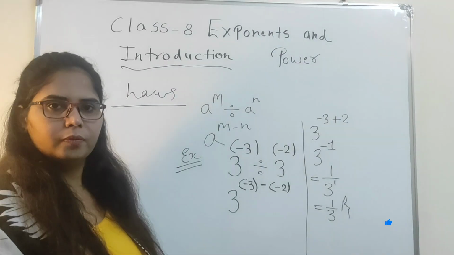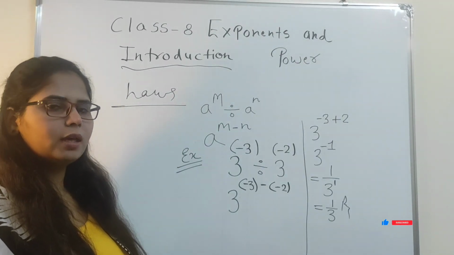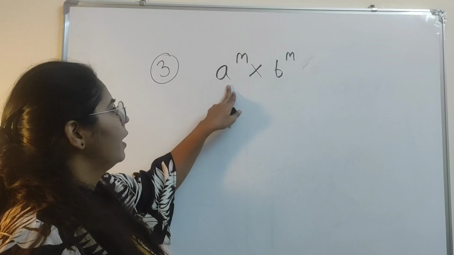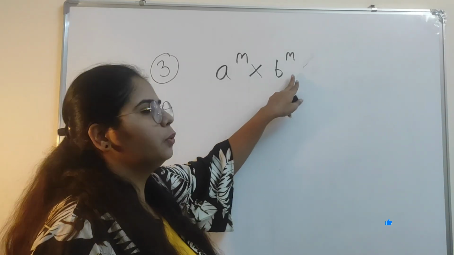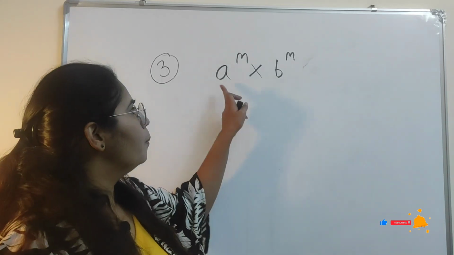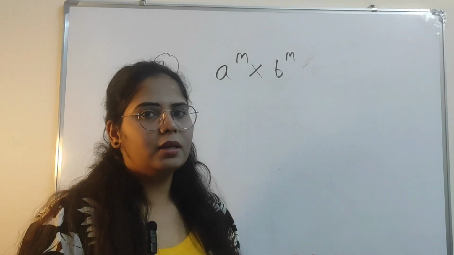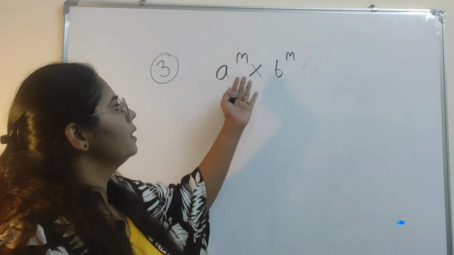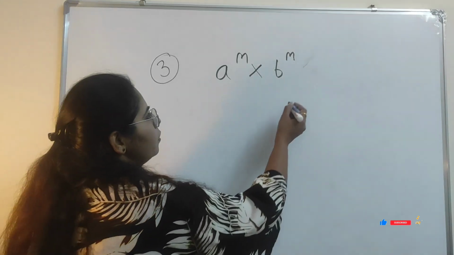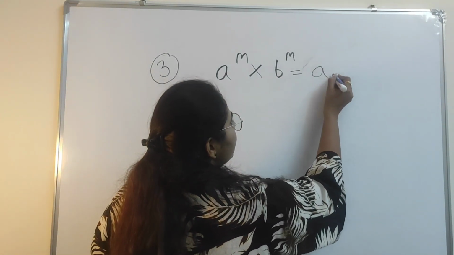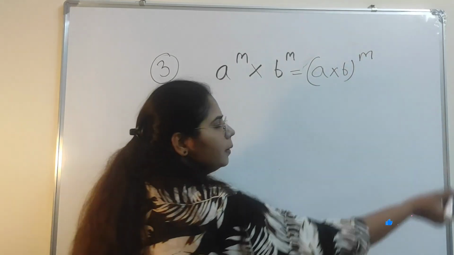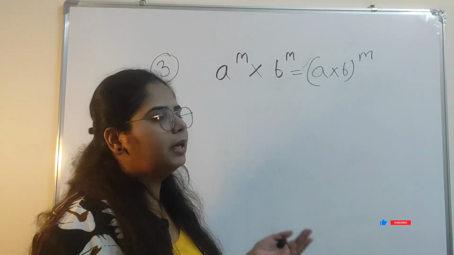Now we will see the third law of exponents. Our third law of exponents is a to the power m multiplied with b to the power m. In the first and second laws, we saw that the base was the same but the power was different. Here the base is different but the power is the same. So how will we solve it? Here a is multiplied with b and the whole power will be m. We will see by an example.